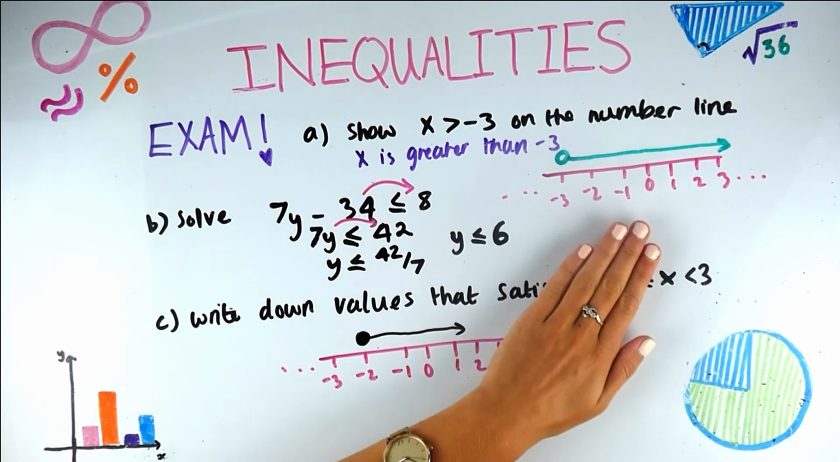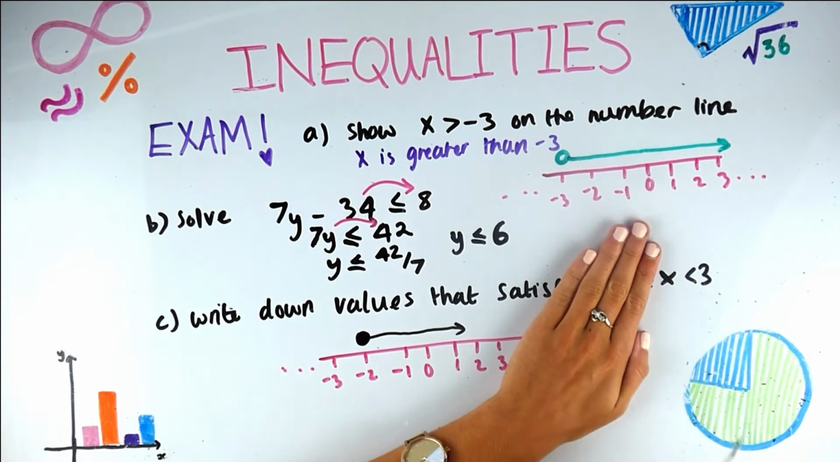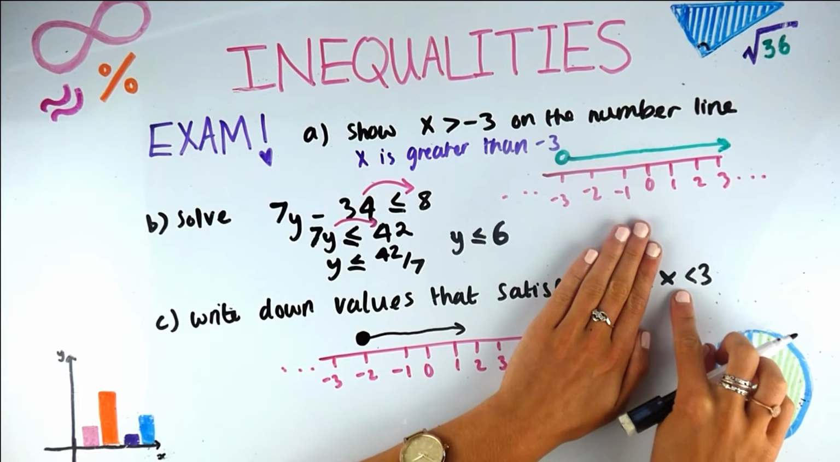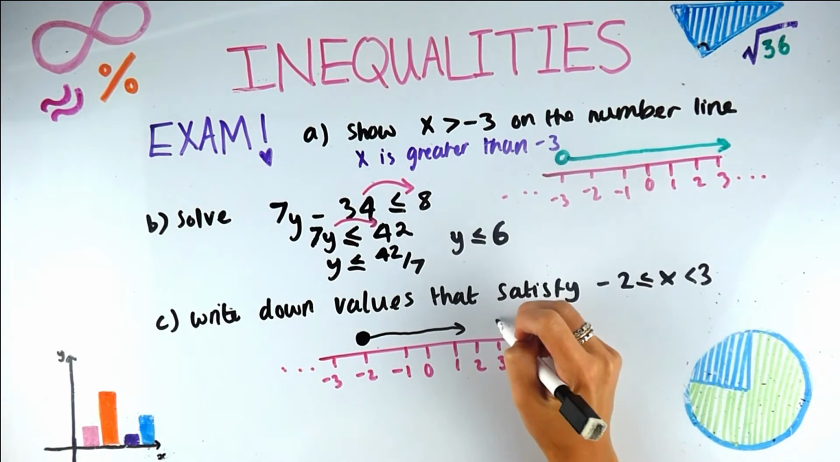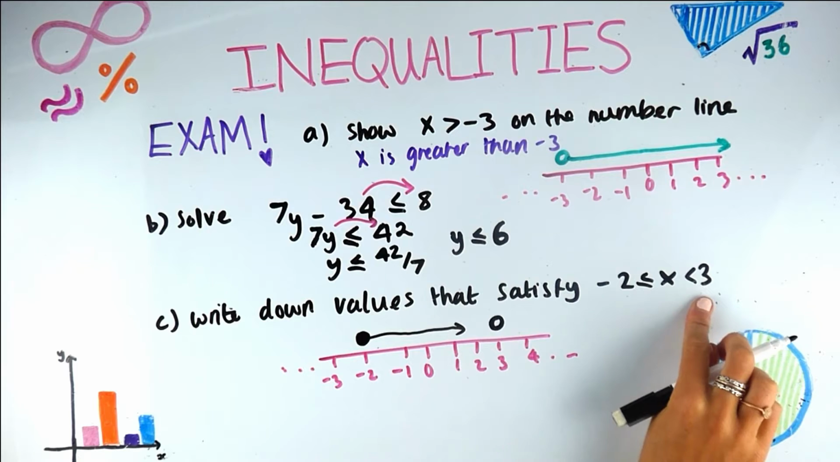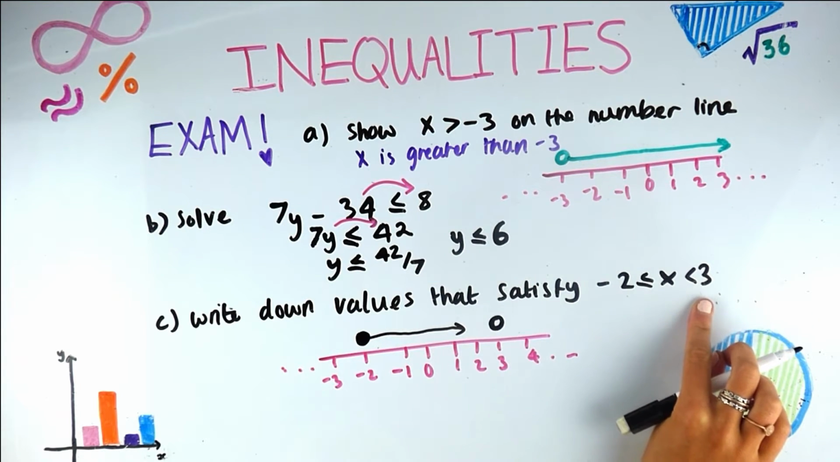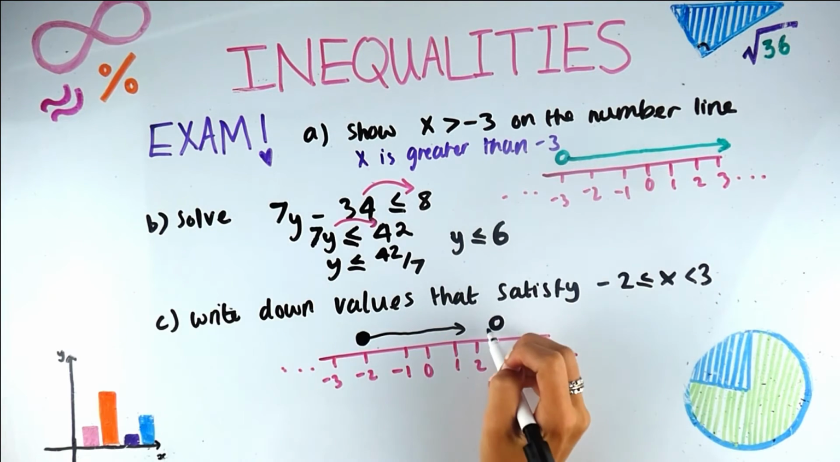Okay, now I move on to doing this half, so I know that x is on the small side, less than 3. So I go to 3, draw a circle, I can't fill it in because it isn't equal to 3, and then it's less than, so I know it's going this way.